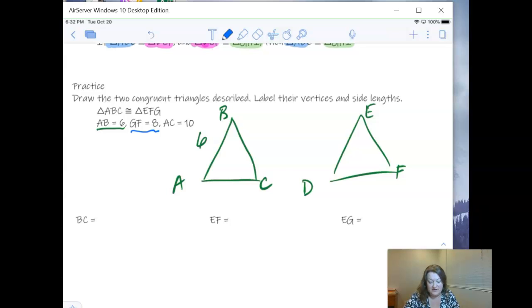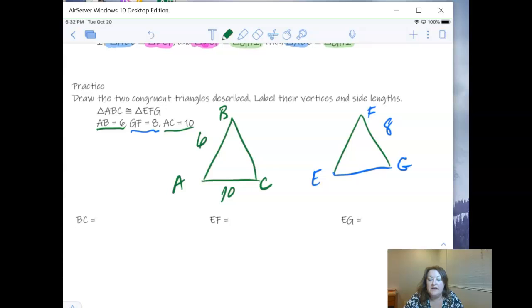Oh, did I not do this right? I did not do this right. Okay, so it's EFG. I am so sorry. Let's go back and fix this. Okay, so this is triangle E, F, and G. So they said side GF is 8. Got that. And they said that side AC, which is on the first triangle, is a 10.